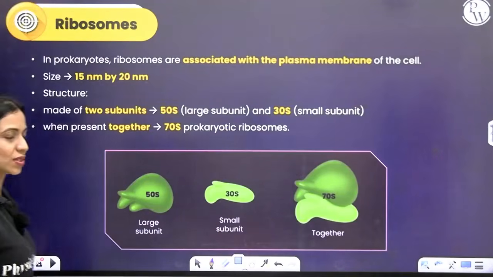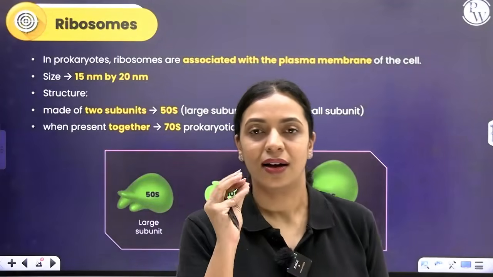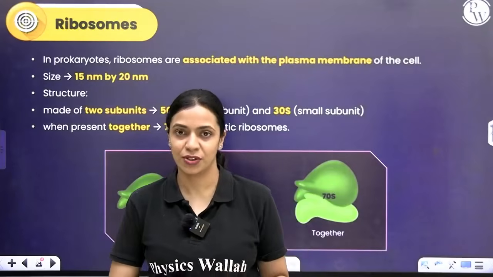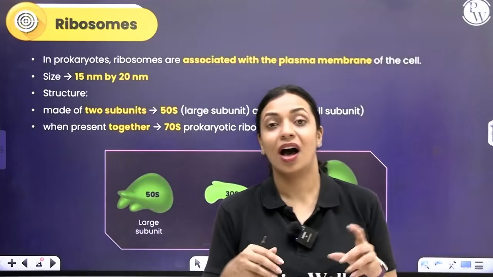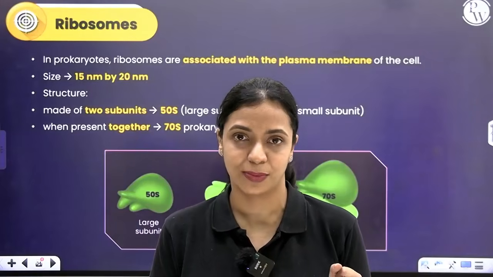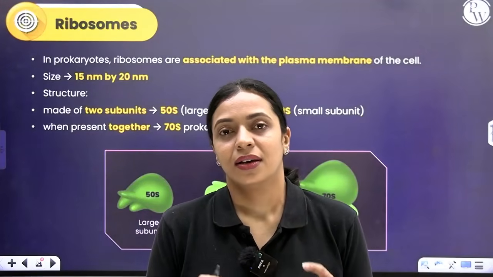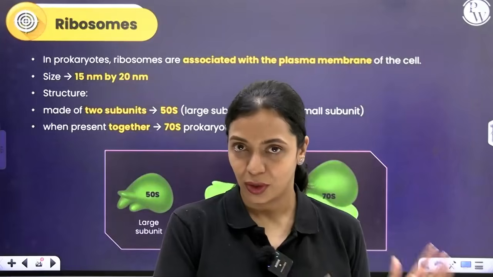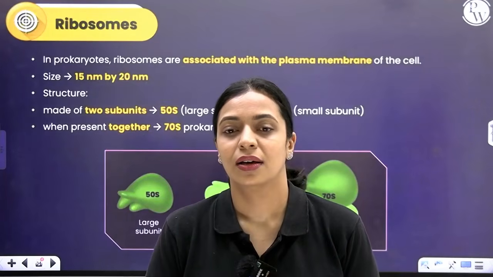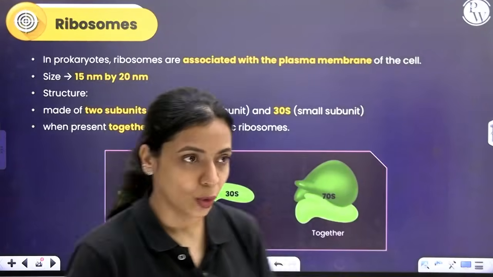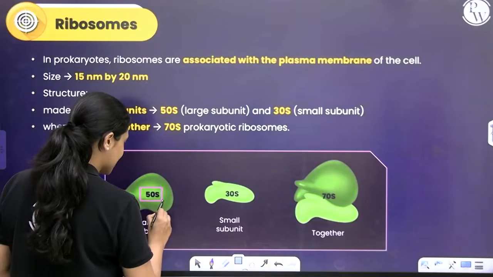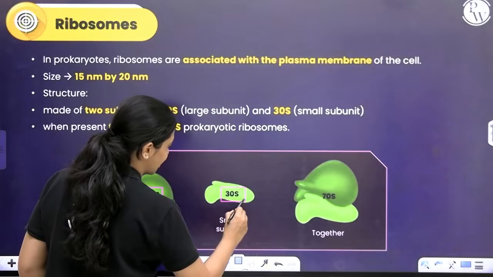Alright, now let's talk about ribosomes in prokaryotes. Ribosomes are structures within which proteins are formed. They are found both in prokaryotes as well as eukaryotes. They have two subunits, the large subunit and the small subunit. Even in prokaryotes and eukaryotes, ribosomes are composed of two subunits. Here in prokaryotes, the large subunit is 50S. The small subunit is 30S.